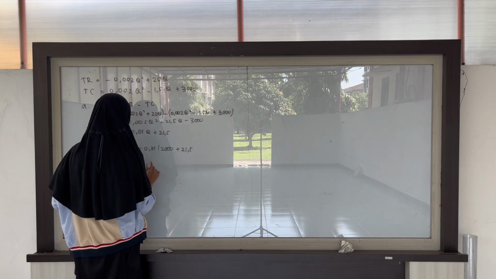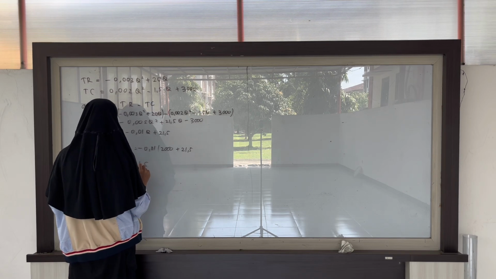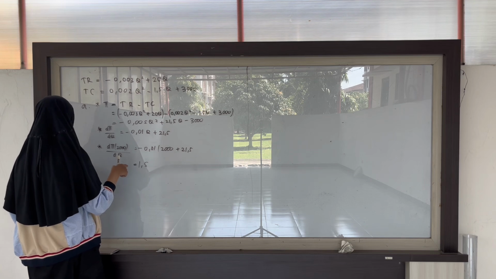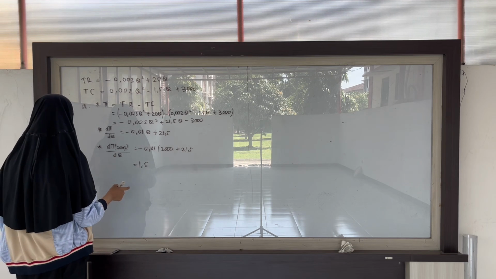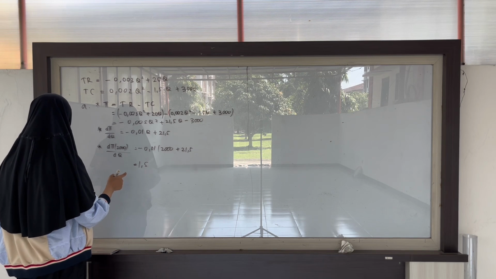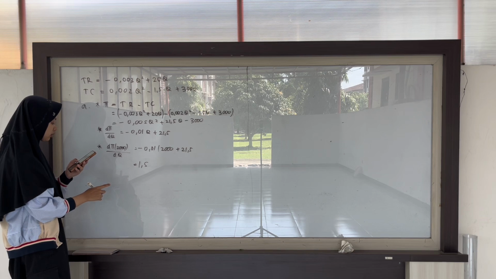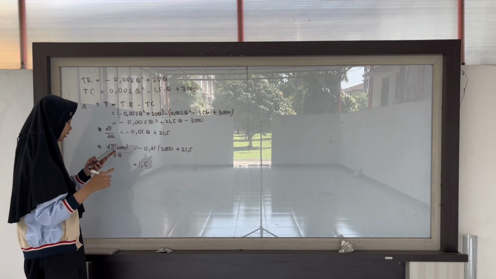And the result is 1.5. This result is positive. It means profit is still increasing at 2,000 shares. So 2,000 is not the profit maximizing quantity, and the firm should produce more than 2,000 shares to increase profit.